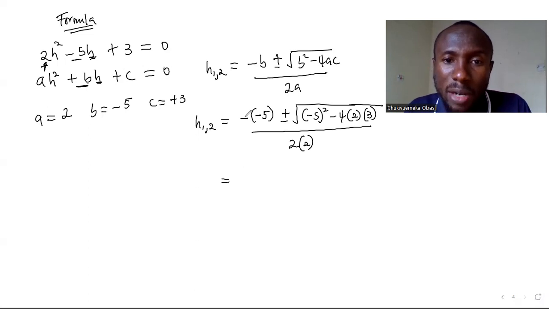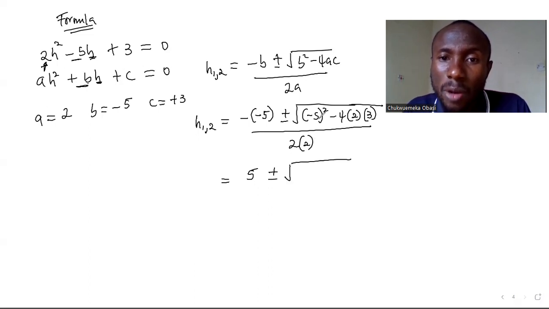So we have minus -5, which will give me +5, which is just 5. You understand? So we have plus or minus square root of -5 squared, which is 25. You know, -5 times -5 will give us a positive number. So -5 squared is 25. Then 4 times 2 is 8, and 8 times 3 should be 24, right? All divided by 2 times 2, which is 4. So make sure you take this division for everybody, not just for the discriminant only. Everybody is divided by 4.